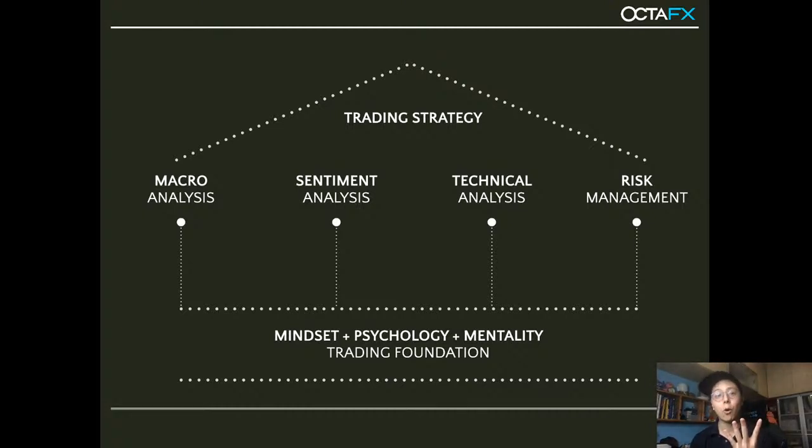In total, there are 4, as you can see in the slide: macro, sentiment, technical, and risk management. Today, we're going to talk about sentiment. Next Tuesday, we're going to talk about technical. And then next Thursday, we're going to talk about risk management. And we're going to put everything together to show you different case studies, and some live trades that we can potentially take together as well.